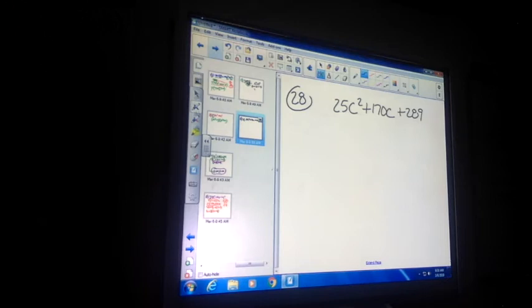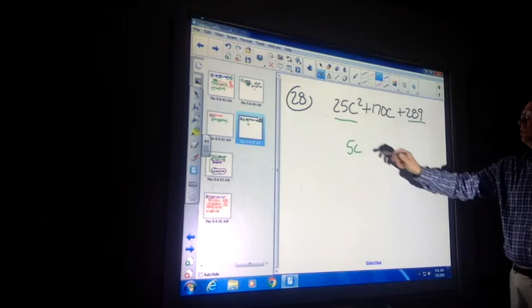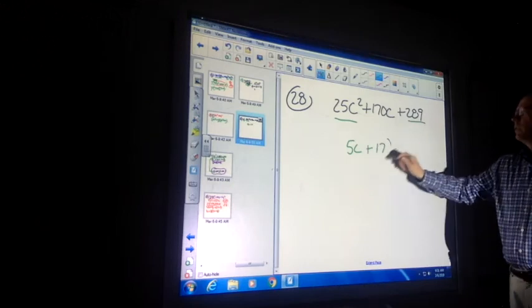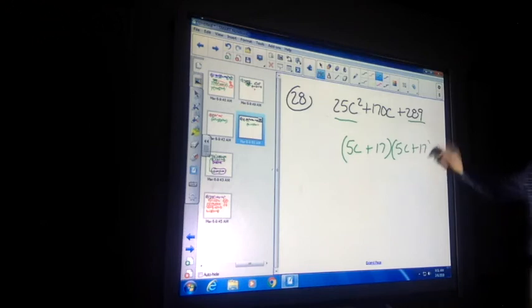So this has to be a perfect square trinomial. So if that's the case, I'm going to take the square root of that, which is 5c. Take the square root of that, which is 17. And that's the dimensions to my square. That's the length and the width. That's all I got.